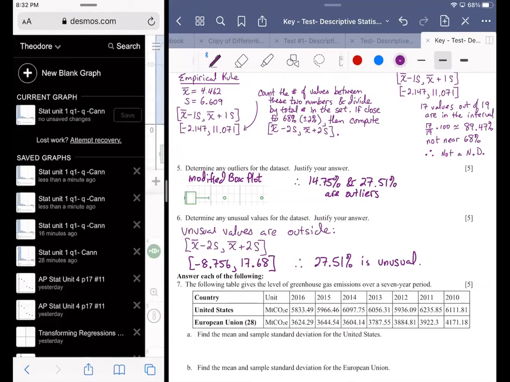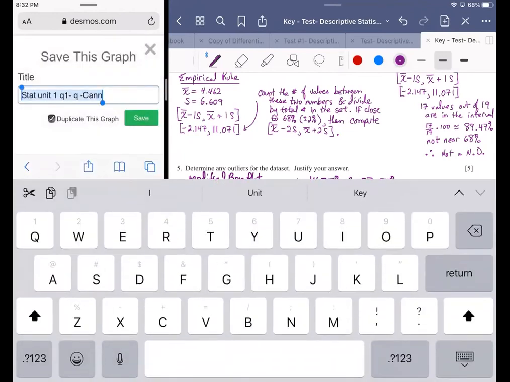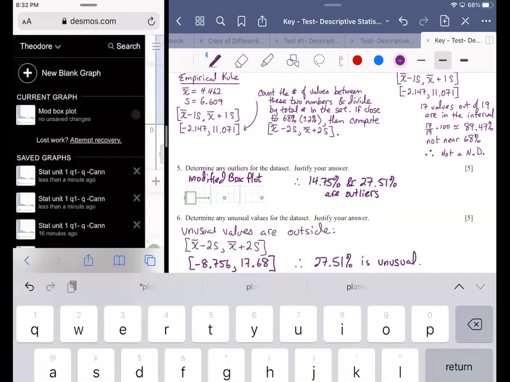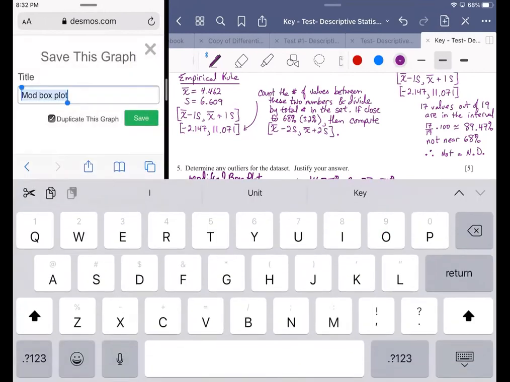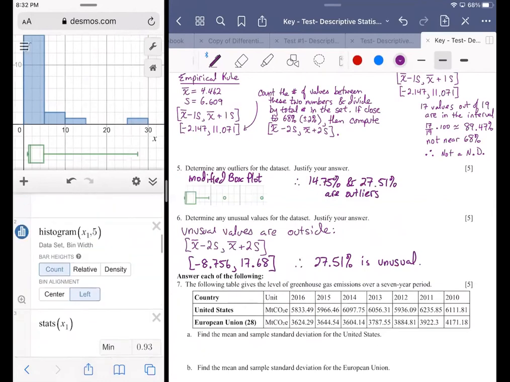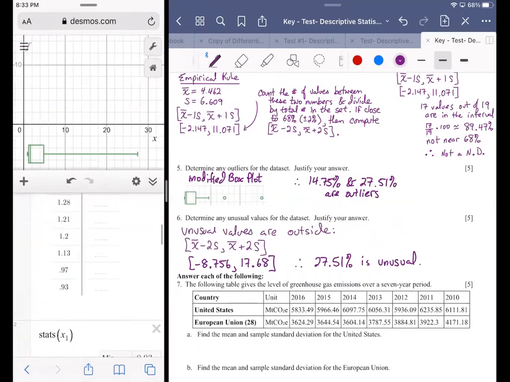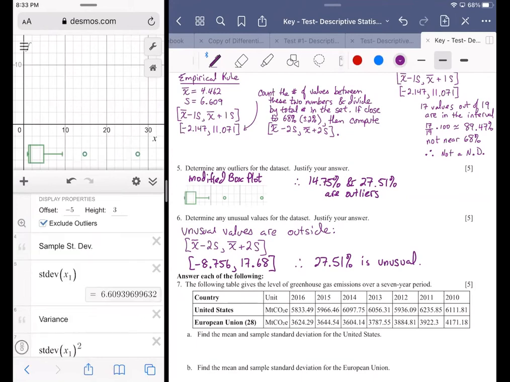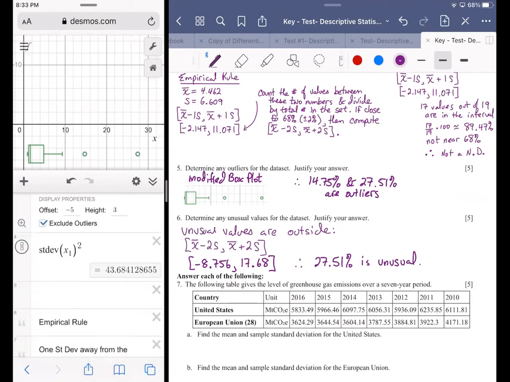All right. So the alternative to that is to save and retitle it. You see the option to duplicate the graph. You can call it modified box plot and submit that as a new link and just delete everything that you don't need. So, okay, we don't need this. The only thing that's relevant here is the modified box plot. So I get rid of literally everything else and then create a share link for this.